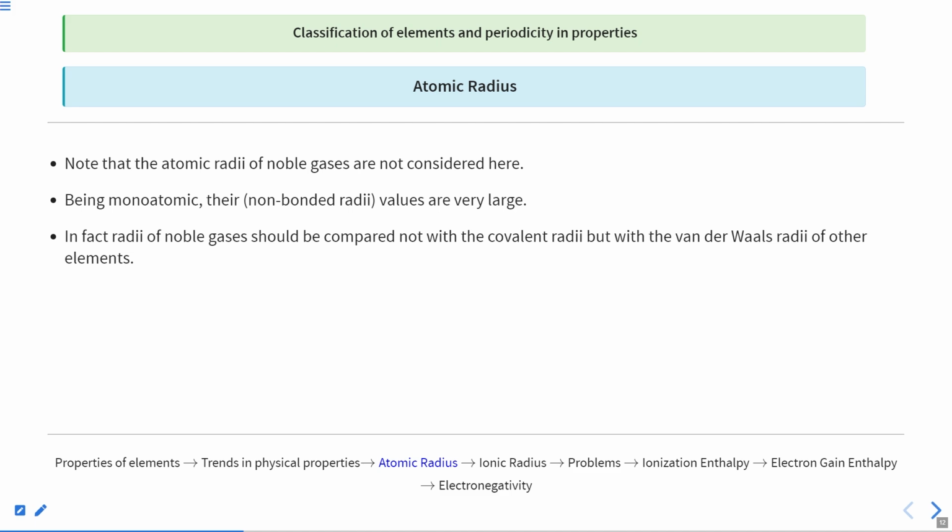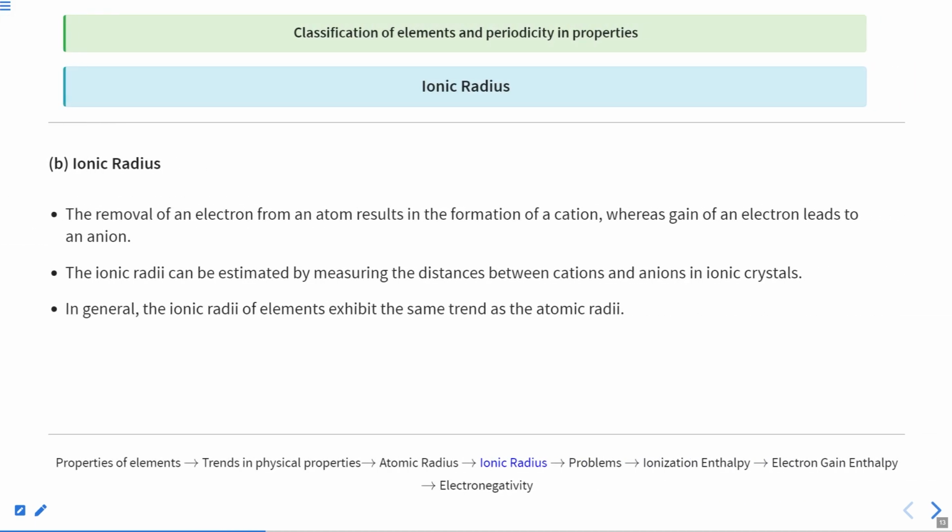If you look at the size of the noble gases, they are always in the non-bonded state, so their covalent radius cannot be determined, and neither are they found in the metallic form. So it is very difficult to do that, and therefore they have a very large size. Being monoatomic, they have a very large size. In fact, the radii of noble gases should be compared not with the covalent radii but with the van der Waals radii of the other elements. So van der Waals radii is something different from the covalent radii.